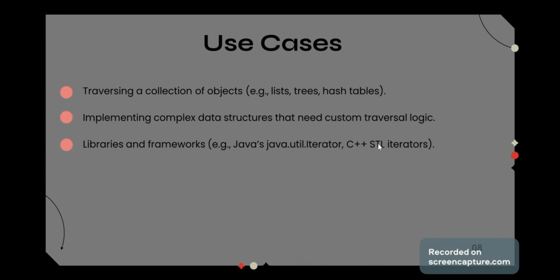By using the iterator pattern, we can also access the elements of an aggregate object sequentially without exposing its underlying representation, which allows libraries and frameworks to iterate over collections in a standardized and flexible manner, right? So those are all the use cases. Let's move forward to the coding implementation.